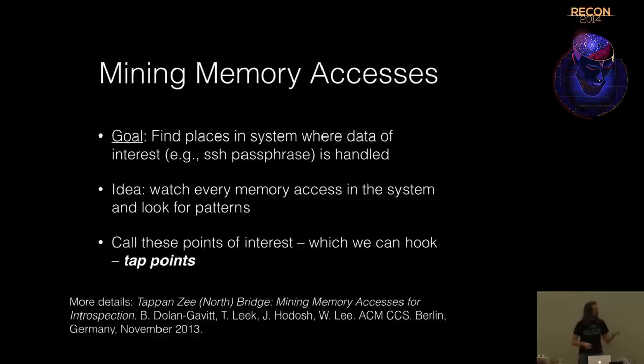And there's lots of details in a paper that we did for ACM-CCS, which still qualifies for, I think, the worst pun I've ever made in an academic paper. It is Tappan Zee North Bridge, because, of course, you are tapping the North Bridge, which carried memory accesses up until like the last couple CPU architectures. Anyway, and the Tappan Zee Bridge, of course, is in New York. I'm sure this plays better in New York. Anyway.